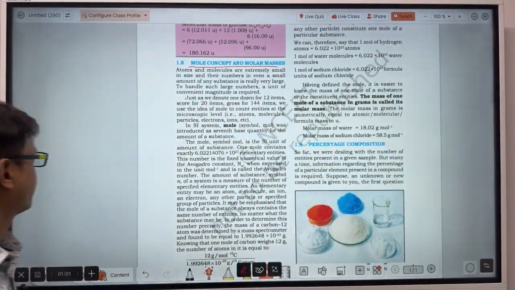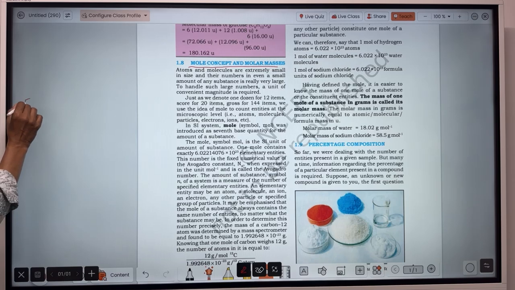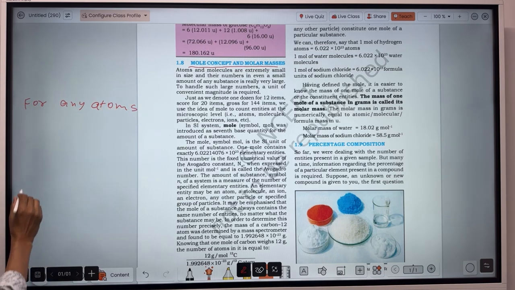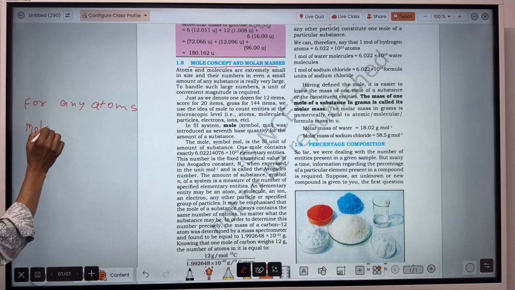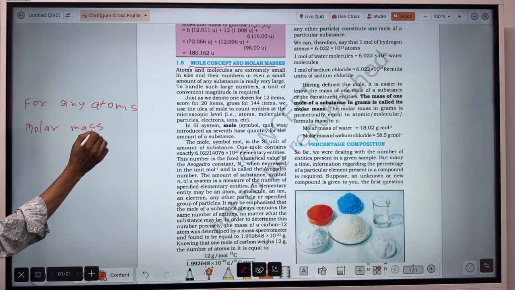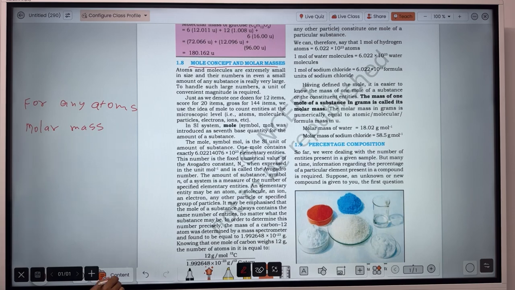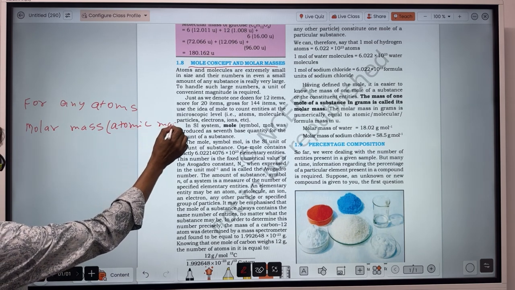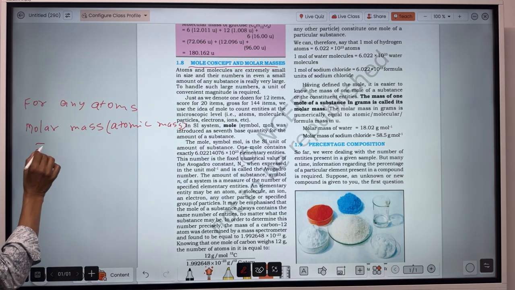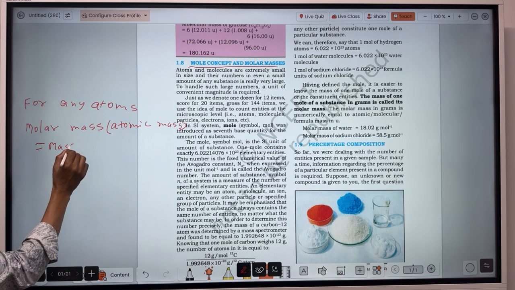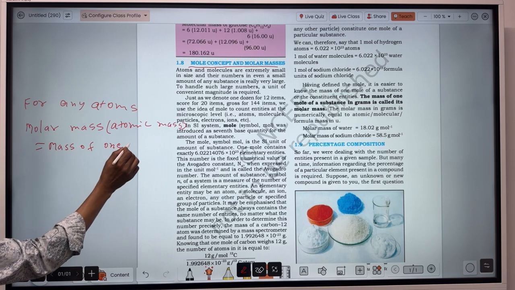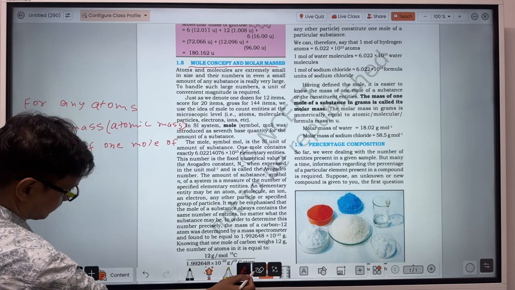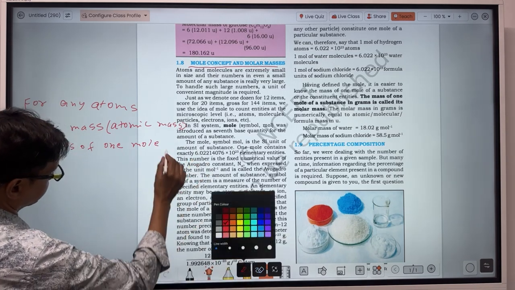For any atom, the molar mass will be the atomic mass, and that will be the mass of 1 mole of atoms.